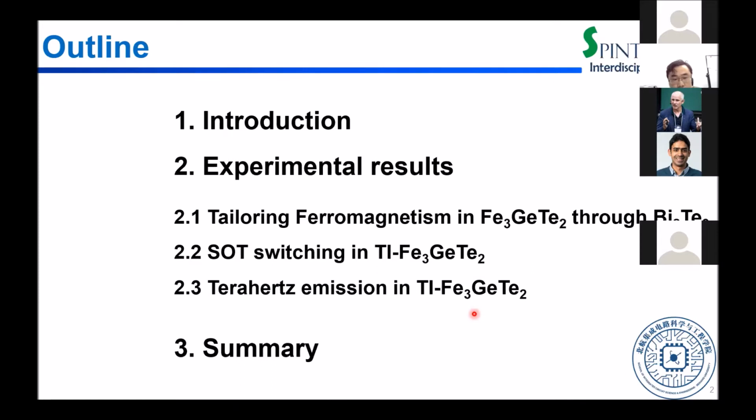First is tailoring ferromagnetism in iron germanium telluride through the heterostructure of bismuth telluride. Second is the work about SOT switching in this heterostructure material. This work we are still working on, not published yet. And the third one is terahertz emission in this heterostructure. Also, we are working on that. And finally, I will give a small summary.